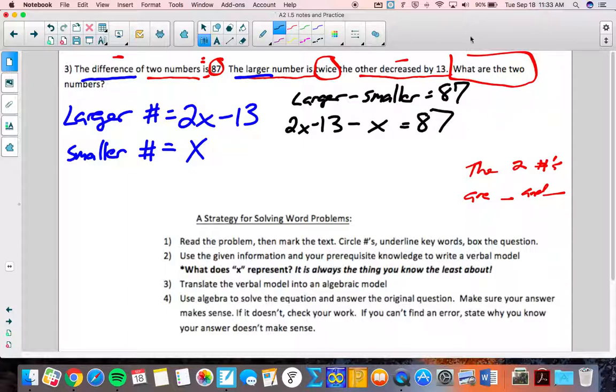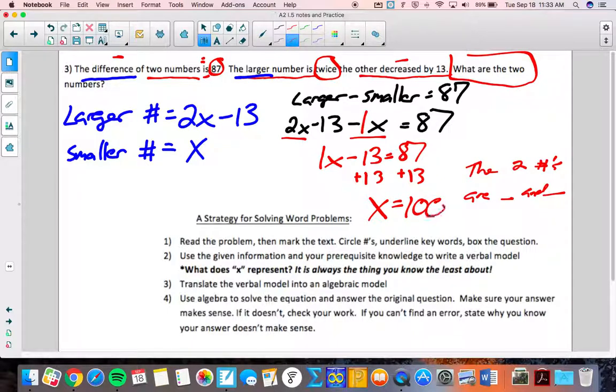So combine like terms, but be careful. Make sure you realize that this is really a negative 1 in front of the x. So when we combine 2x and negative 1x, we get 1x. So it's 1x minus 13 equals 87. So now we add 13 and add 13. We get 1x, or x, equals 100.